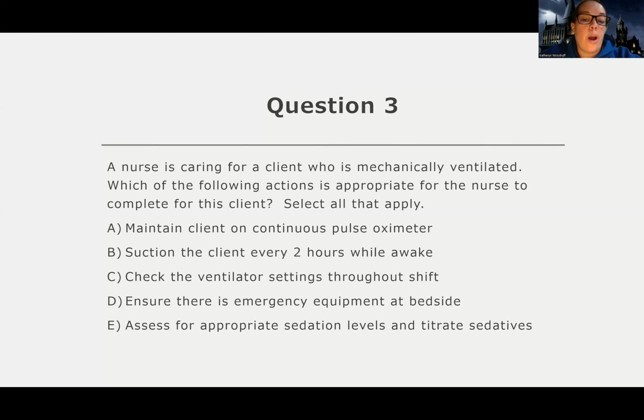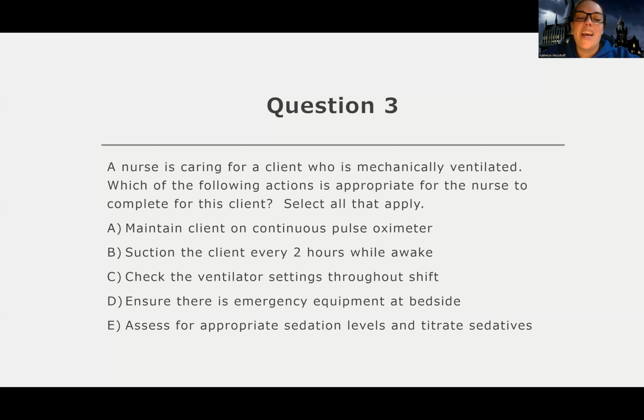Suction the client every 2 hours while awake. So I know I want to suction them, and this is where this can sometimes get you, because sometimes part of the answer is correct, but the whole answer is not correct. So I like the suction part, but I don't know about doing it every 2 hours while awake. And maybe, I'm not sure if all intubated patients or mechanically ventilated patients are going to be awake. So that would be kind of hard to measure, but I'm not going to read too much into everything.